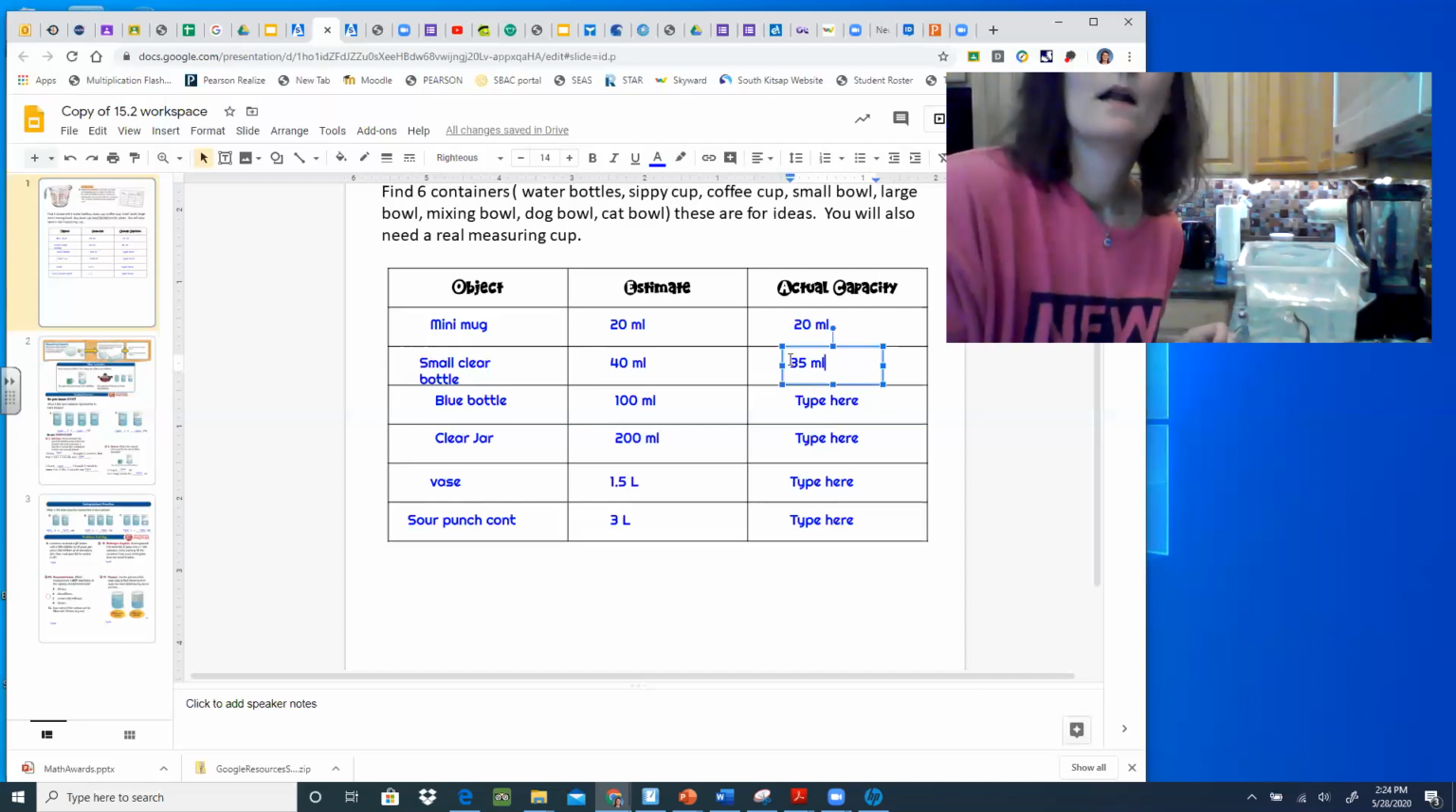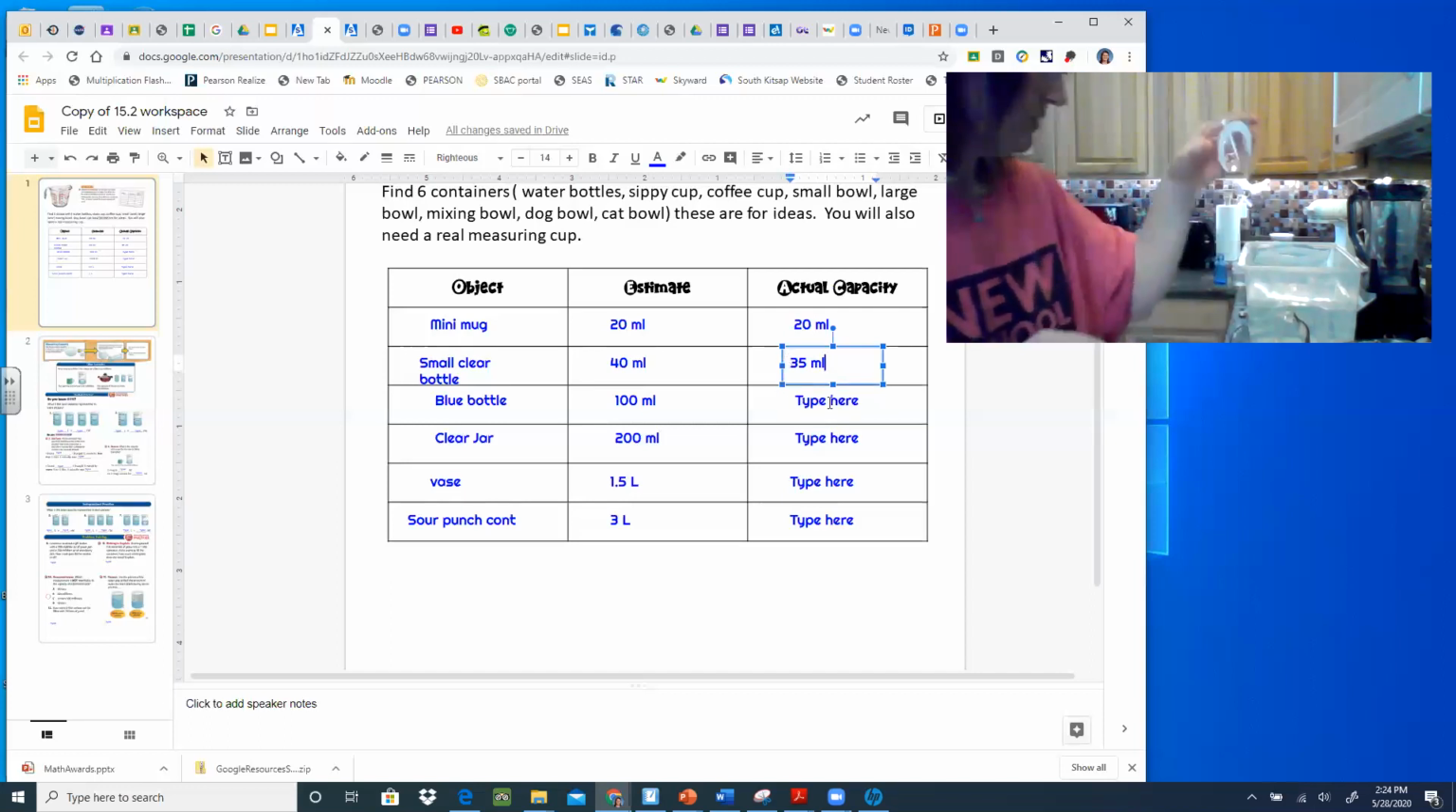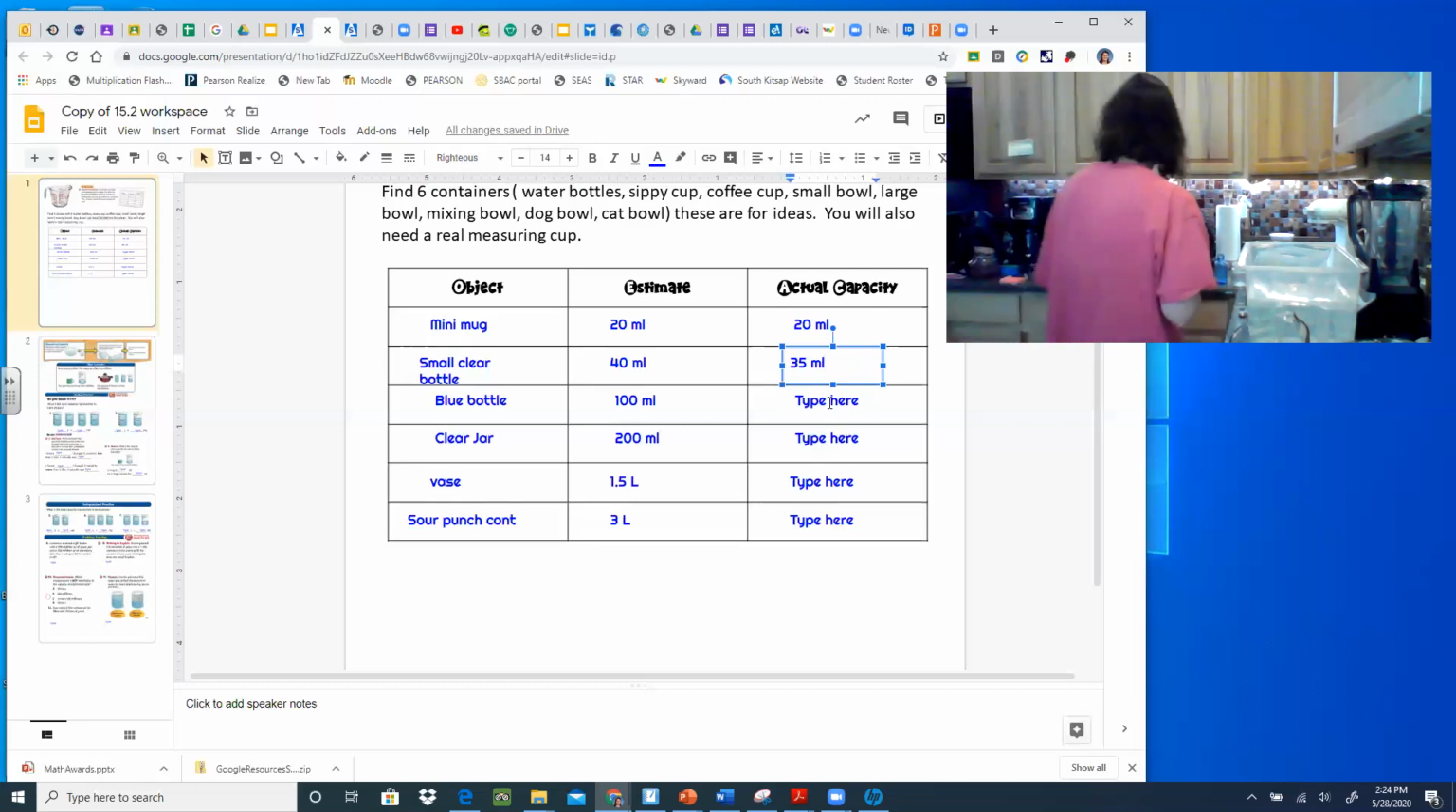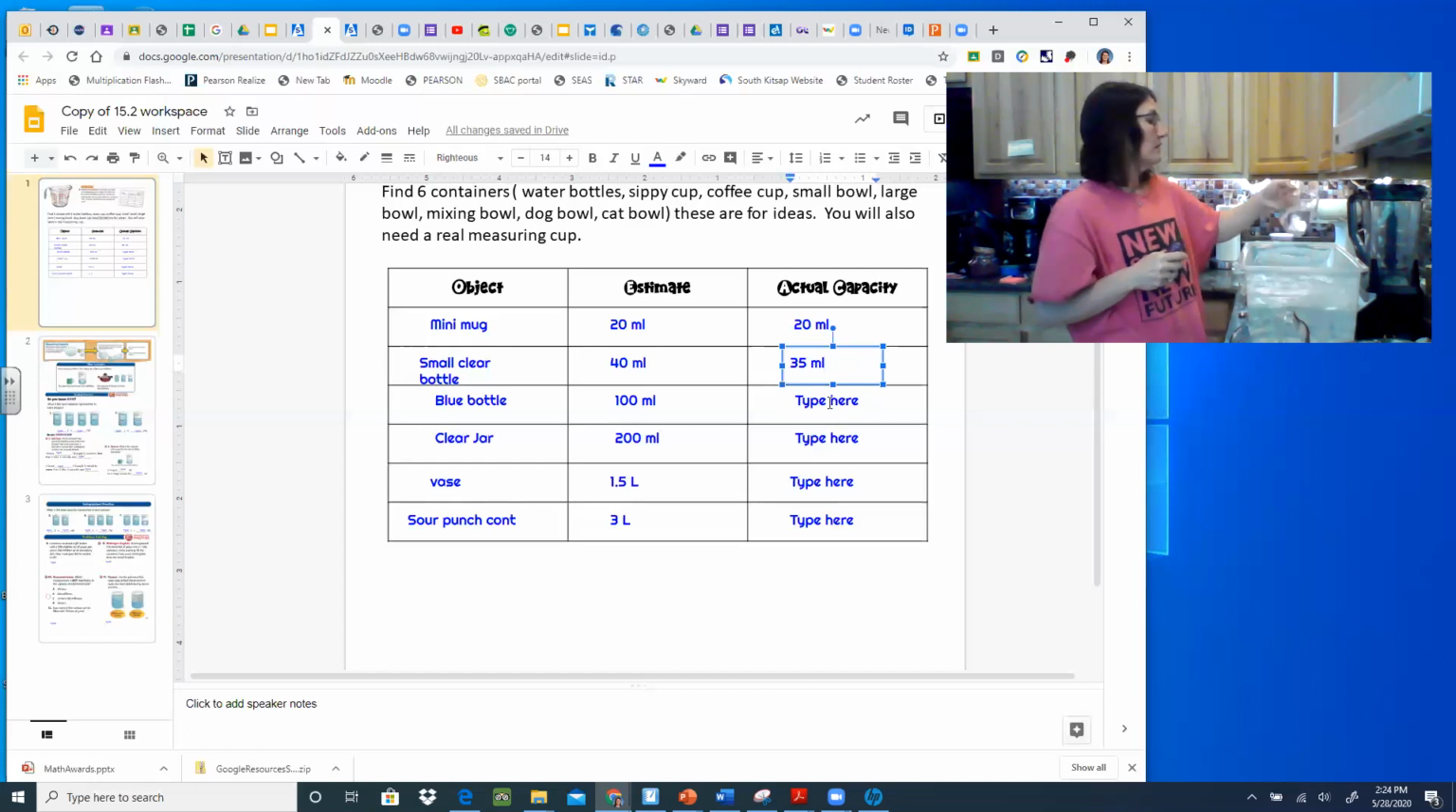Okay. Blue bottle. So I need to refill this. Well, maybe I'll use this. Okay, so my guess on this one was 100. I'm going to fill this to 200, and then we'll pour in and see what happens. So remember, if you're doing this, it's a good idea to do it outside so you don't make a huge mess in your family's kitchen.